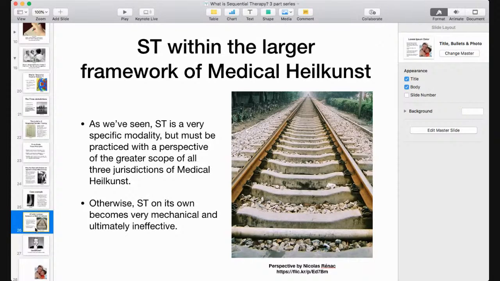And that's where we have this whole integrated process, where you can't just throw a bunch of timeline remedies at a person and think that's going to do the trick. You need to take the whole life, the whole situation into account. And as I say here at the bottom of the slide, the mechanics of sequential therapy on its own can become very mechanical and ultimately ineffective if you're not taking the full picture into account.